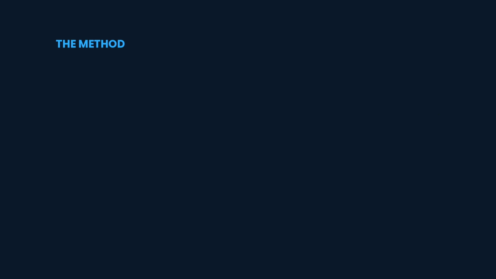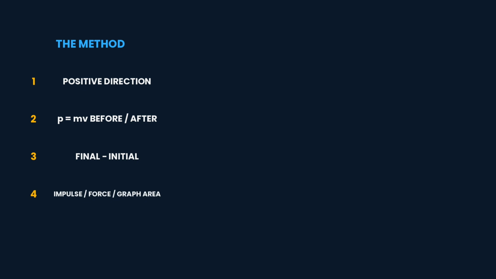The method is simple. Choose a positive direction. Calculate p equals mv before and after. Find delta p as final minus initial. Then use impulse, average force, or the area under a force-time graph.